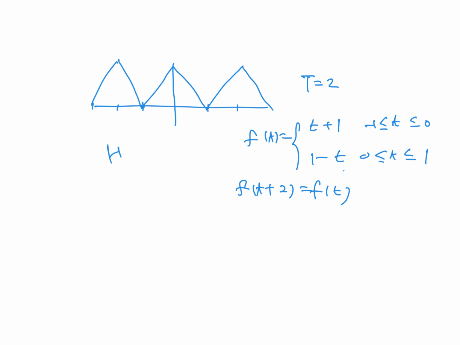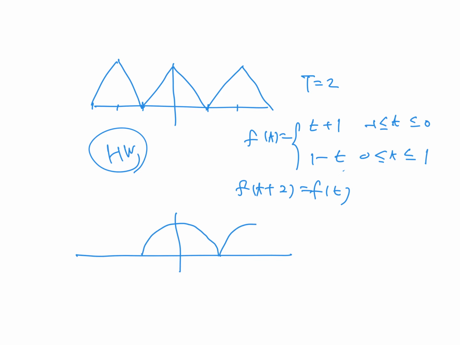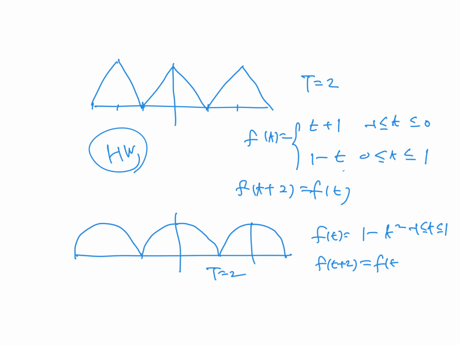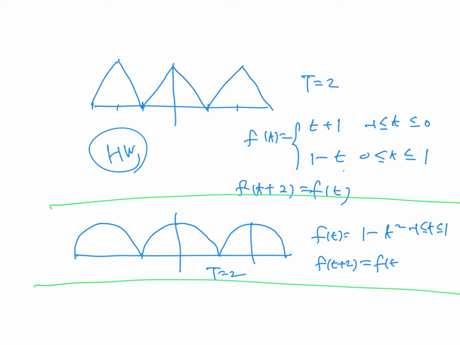So this is again homework. Another interesting problem is with, this is, again t is equal to 2, f of t is 1 minus t square, right? Between, again homework.